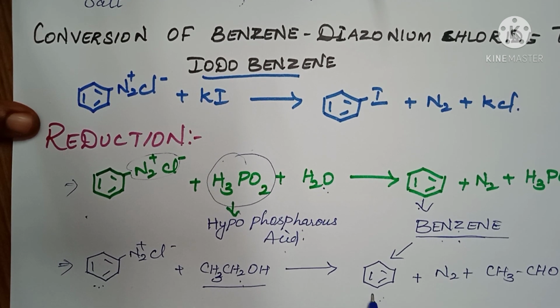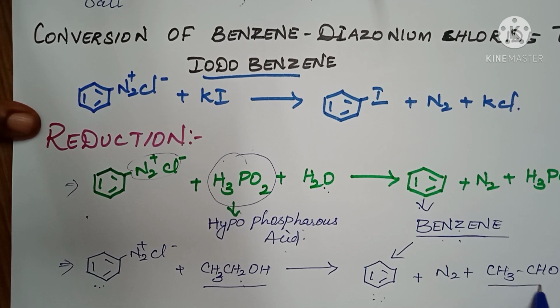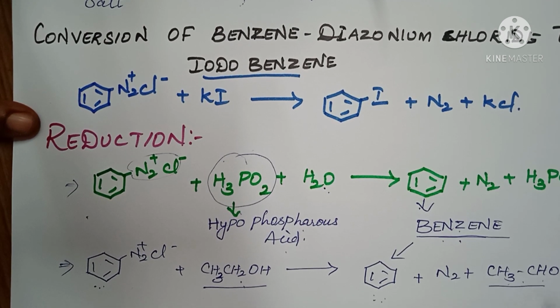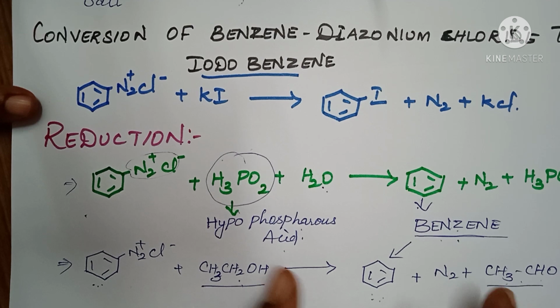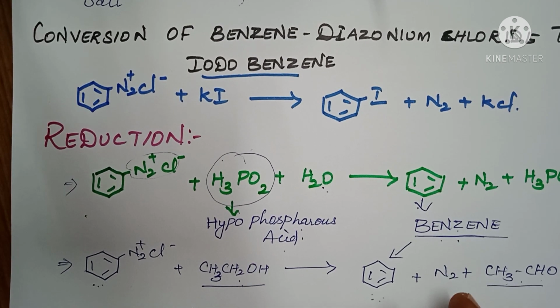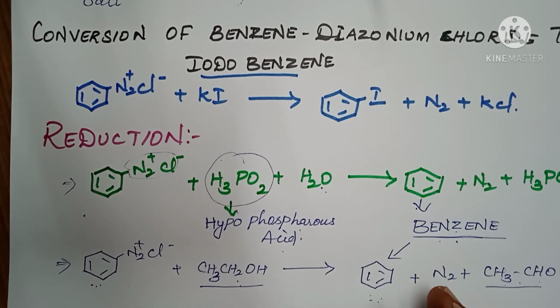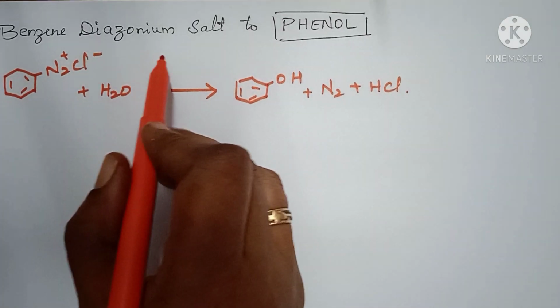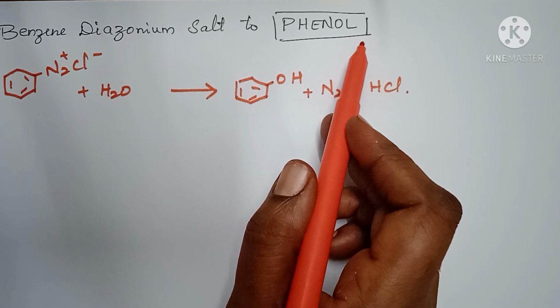Okay, now benzene, and here CH3CHO, you know very well, that is acetaldehyde. Okay, these are the 2 points. How do we get benzene from diazonium salt? So this is a reduction process. Hope you remember this. Next point, benzene diazonium salt to phenol.